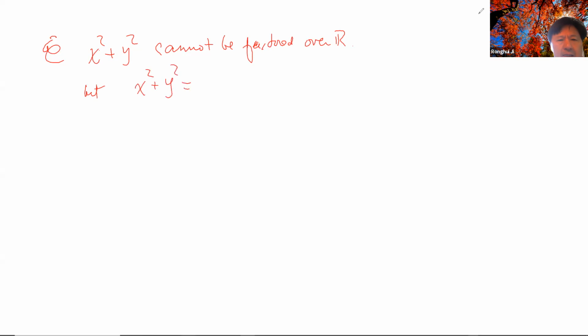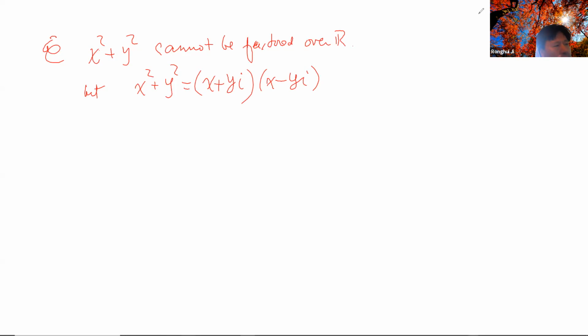Like for example, x squared plus y squared cannot be factored over the reals, right? But you can factor x squared plus y squared as (x plus yi) times (x minus yi), okay? So now we can factor over complex numbers.